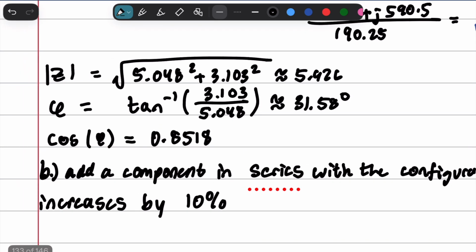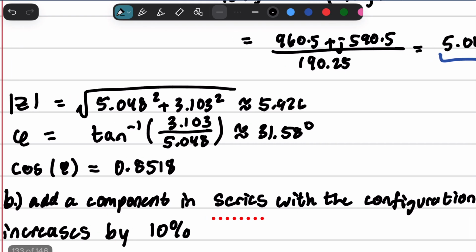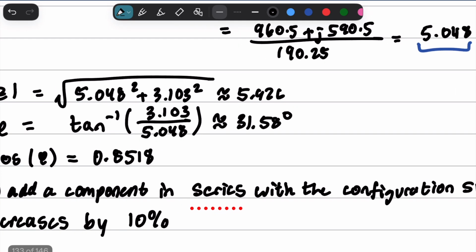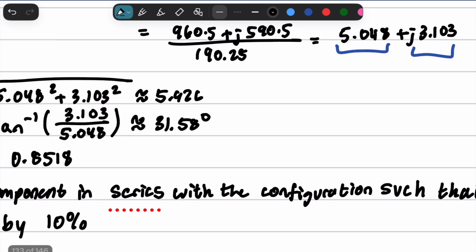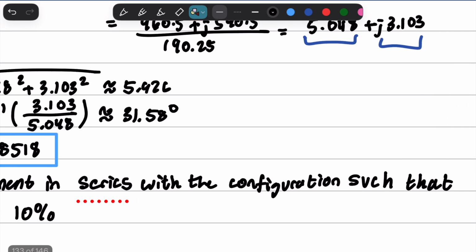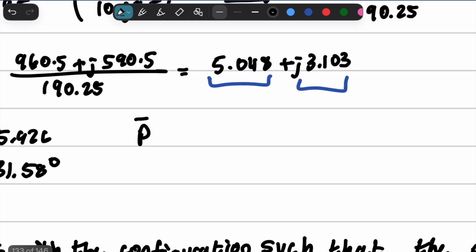Now remember, in this, this is the magnitude and this is the real part. Don't get confused with that, because I actually got confused with this problem and I had to redo it multiple times. But let's go ahead, and so now we know our power factor is 0.8518, and we need to find the actual average power.